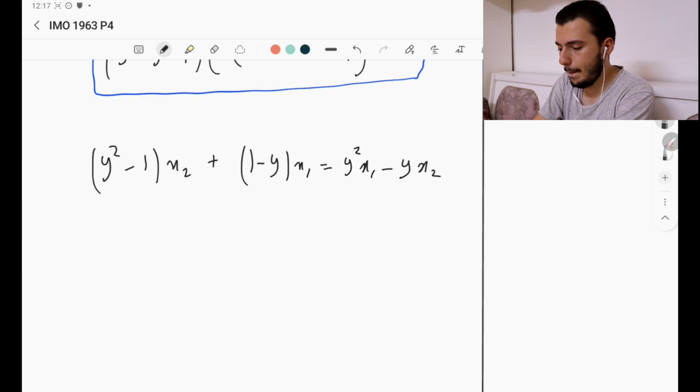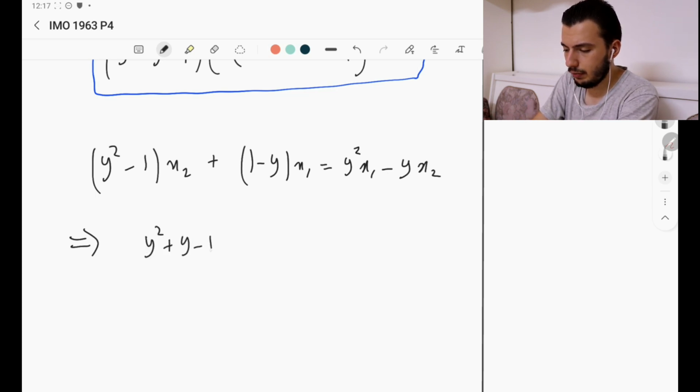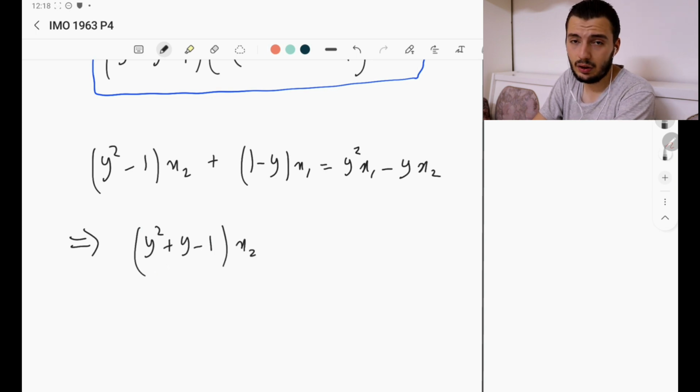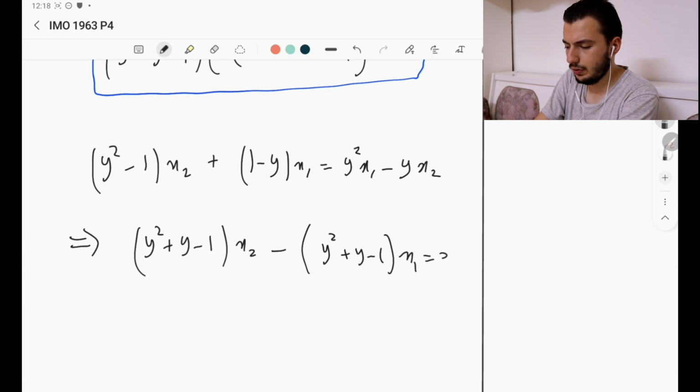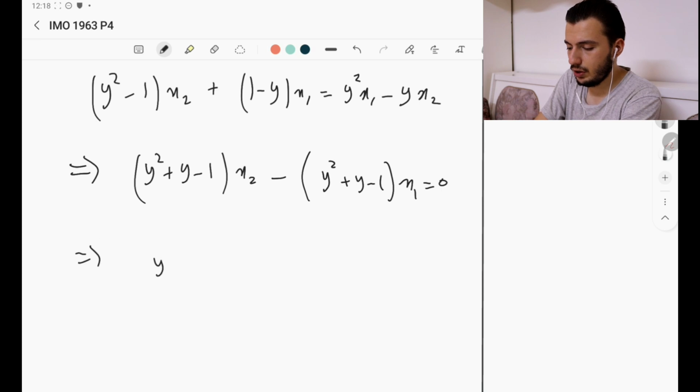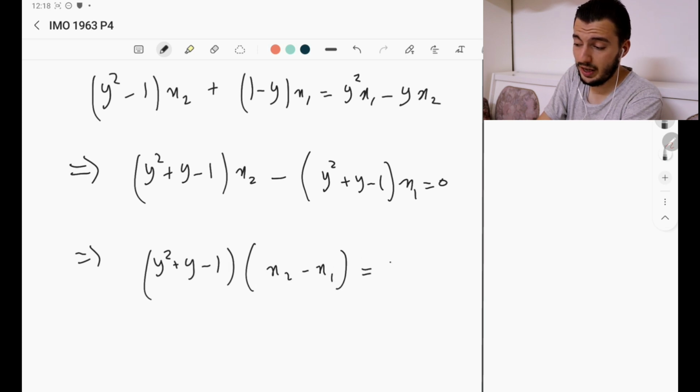Alright, now let's go ahead and isolate. So it's (y square plus y minus 1) times x2. Then of course we have the same thing here and here, plus, I think it should be minus, it should be better, yes. Then (y square plus y minus 1) x1 equals 0. Guess what? We got this again, so this is very good. You can take it as a common factor. And now we have (y squared plus y minus 1) times x2 minus x1 equals 0. Now that's a beautiful equation.